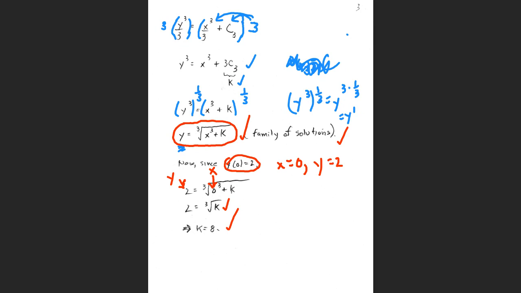Okay, that's what k would have to equal, because the cube root of 8 is 2. Another thing you could do, 2 is k to the 1/3 power.